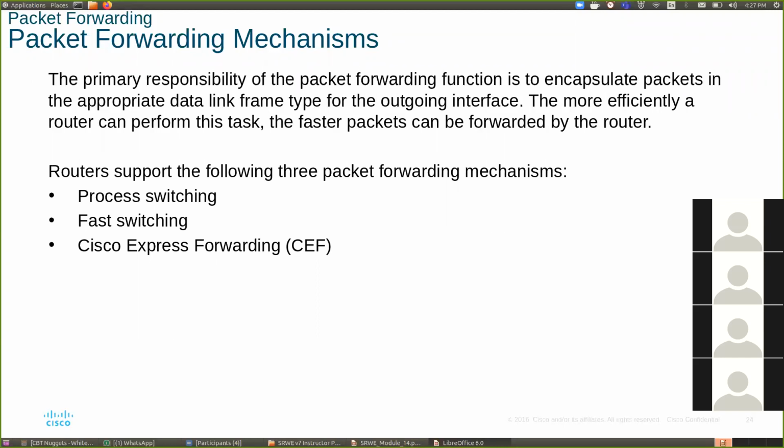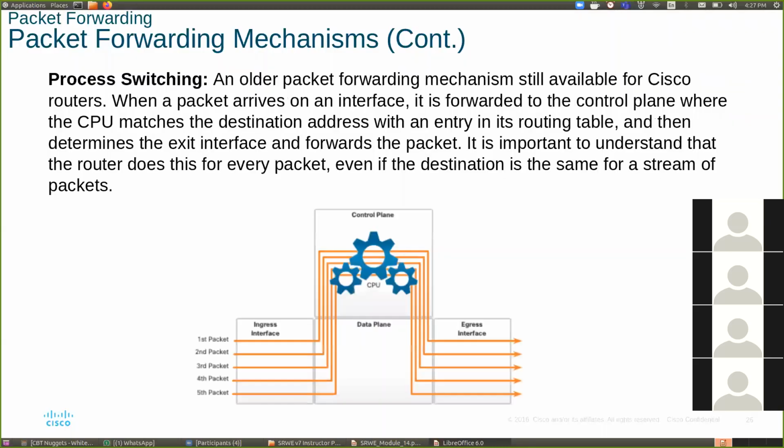Packet forwarding mechanisms. There are three packet forwarding mechanisms with Cisco: process switching, fast switching, and Cisco Express Forwarding. We'll look at them individually. Process switching is an older form of packet forwarding mechanism, but it's still available in Cisco routers. What happens in process switching? When a packet arrives on an interface, it is forwarded to the control plane, where the CPU matches the destination address with an entry in the routing table and then forwards it to the exit interface.